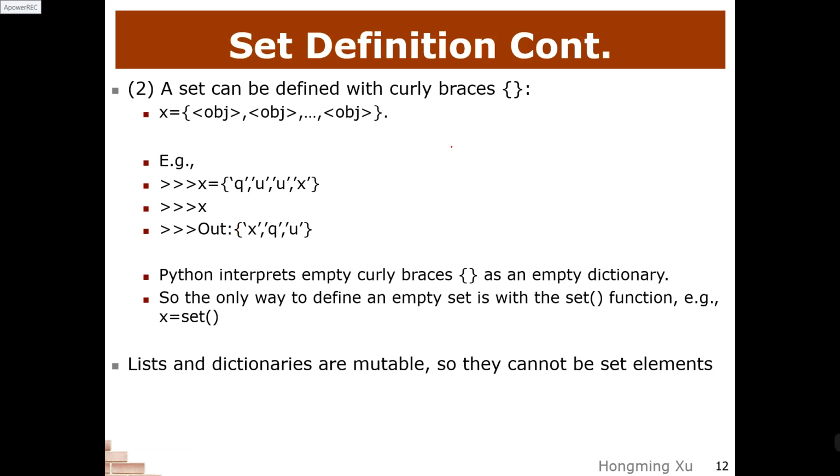Another simple and mostly used way is to define the set directly with the curly braces. This is the grammar, and these are two examples of how to define the set in Python. We should notice that in Python, for a dictionary, we can also use the curly braces to define. So Python by default interprets empty curly braces as an empty dictionary. So if you want to define the empty set, you have to use the set function. You can't use the curly braces, because the Python interpreter will consider it an empty dictionary.